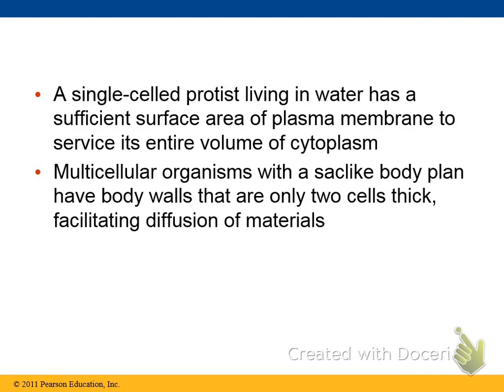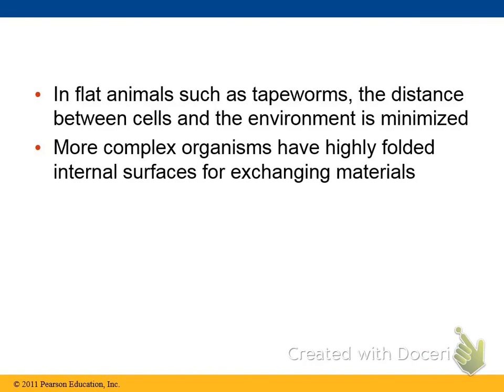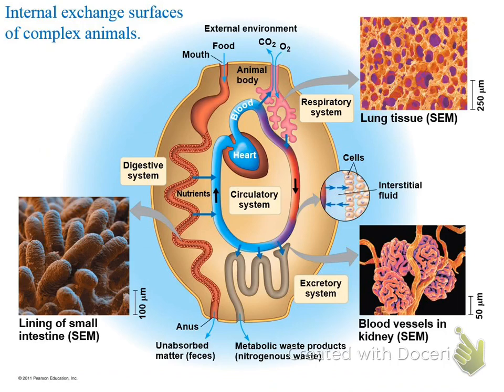Multicellular organisms with a sac-like body plan have body walls that are only 2 cells thick, facilitating diffusion of materials. And here's an example of that. In flat animals such as tapeworms, the distance between cells and their environment is minimized. More complex organisms have highly folded internal surfaces for exchanging materials, which makes us not flat. And here is a picture of all that.